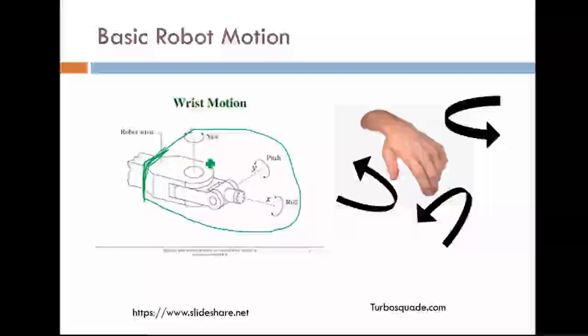At that time, three axes are there, X, Y, and Z, but this end effector works in rotary motion. See here, Z axis rotary, Y axis rotary, and X axis rotary. So these X, Y, and Z axis rotary motions are called roll, pitch, and yaw respectively. The x-axis rotary motion is called roll, the y-axis rotary motion is called pitch, and the z-axis rotary motion is called yaw.